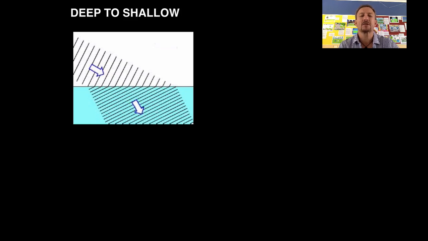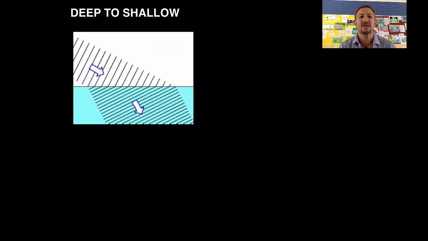So the first one we're going to look at is when we go from deep to shallow. This is the most common thing that you'll see, and this sort of explains the reason why if you look at a wave coming up the beach, it actually comes up the beach even though the waves out to sea may be moving at a totally different angle. So let's look at the diagram that we've got here. In the white area, we're talking about deep, and in the shallow area, we're looking at the blue area.